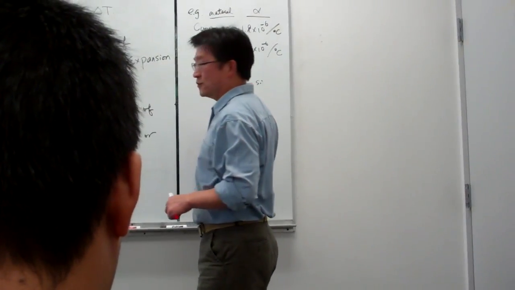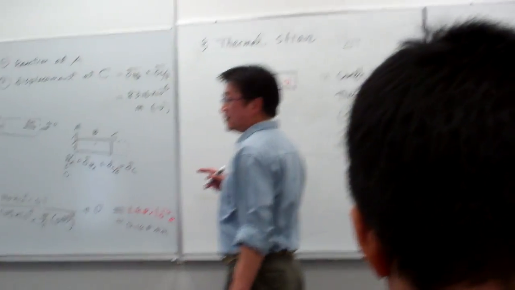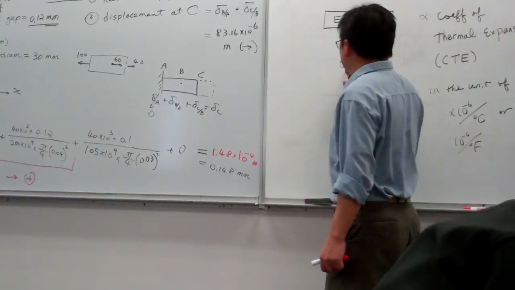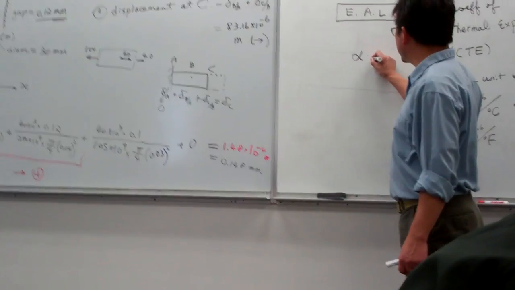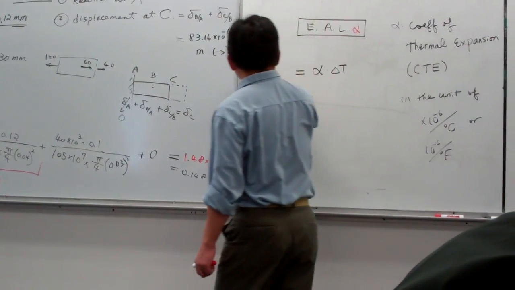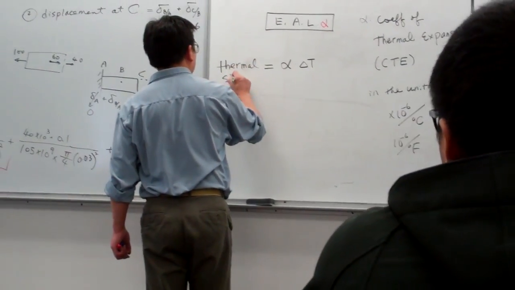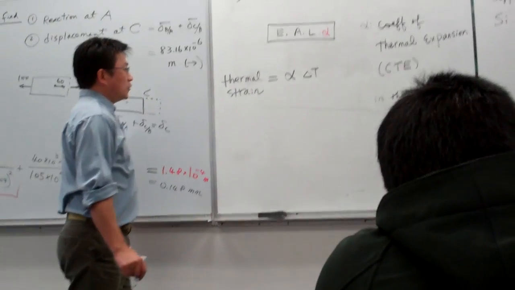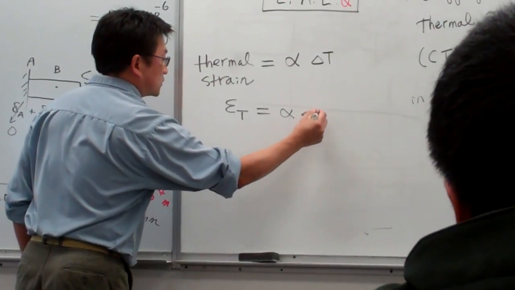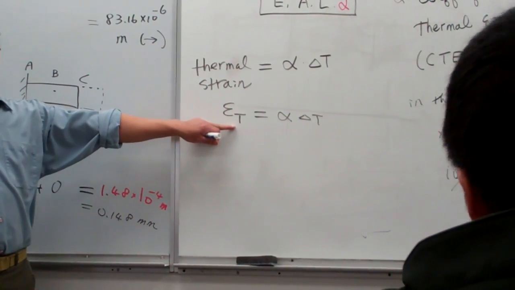So before we proceed, we give certain basic definitions. Thermal strain, or the thermal expansion, is this. We define by the CTE multiplied with delta T. This one will give us the thermal strain. And usually we use epsilon with subscript T to indicate the thermal strain. Okay, the T indicates the thermal strain, and that is a common notation we use.